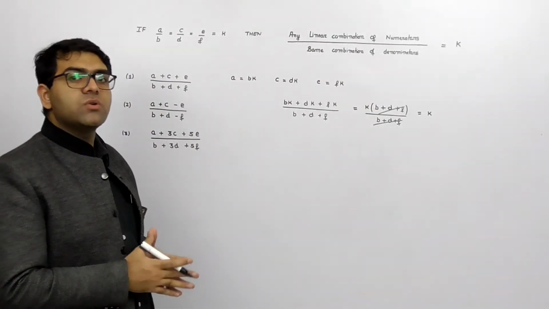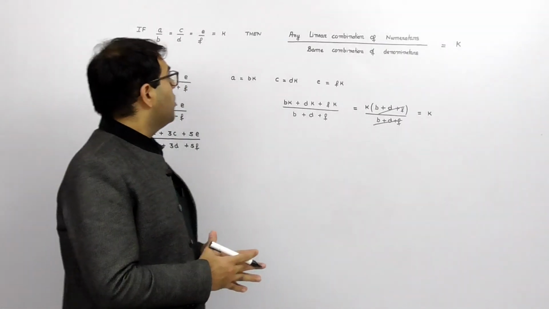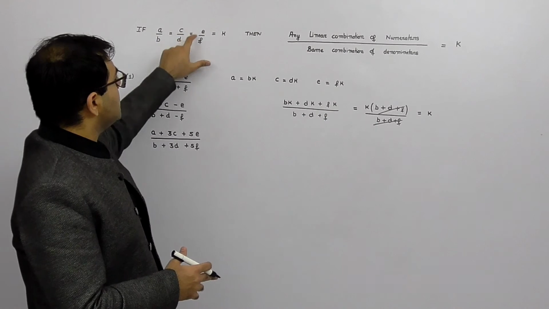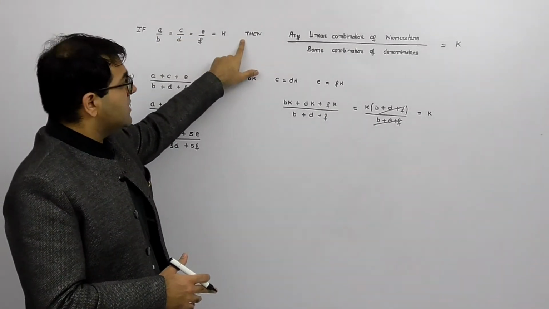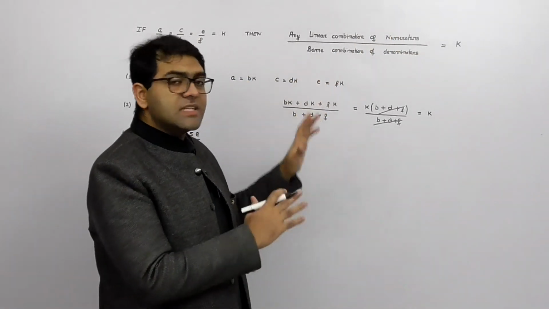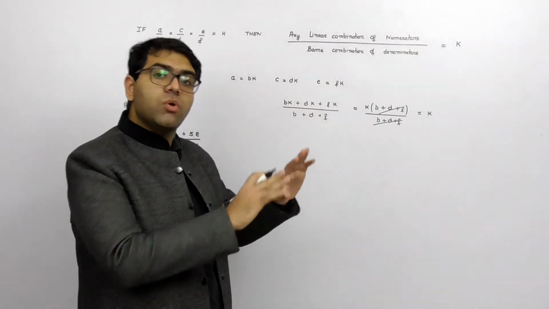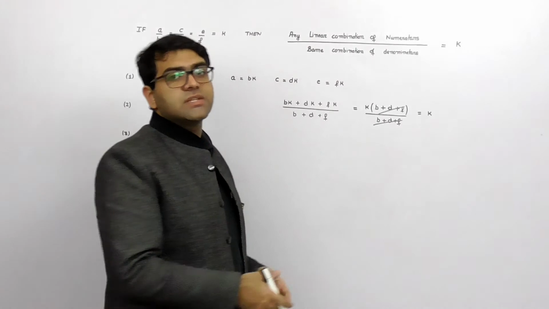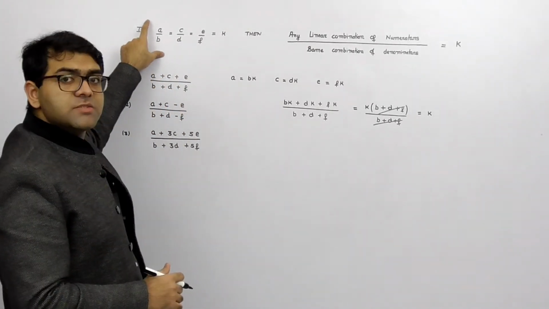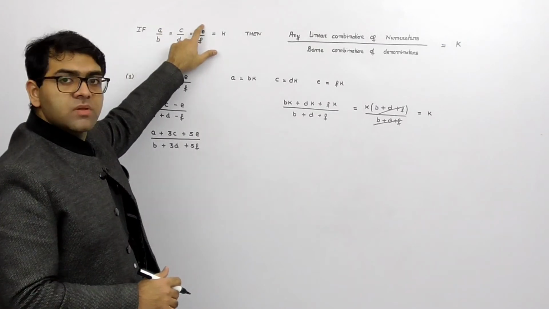Let me explain you what law of equal ratio says. Law of equal ratio says that if A by B equals C by D equals E by F equals K, then any linear combination of numerators divided by the same combination of denominators always gives the ratio as K. Let me explain what I'm saying. यहाँ पे मेरे पास numerators में terms थे A, C and E.